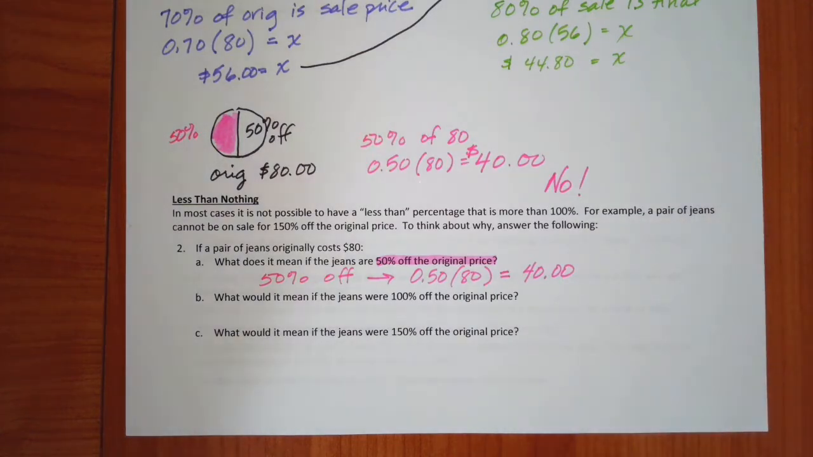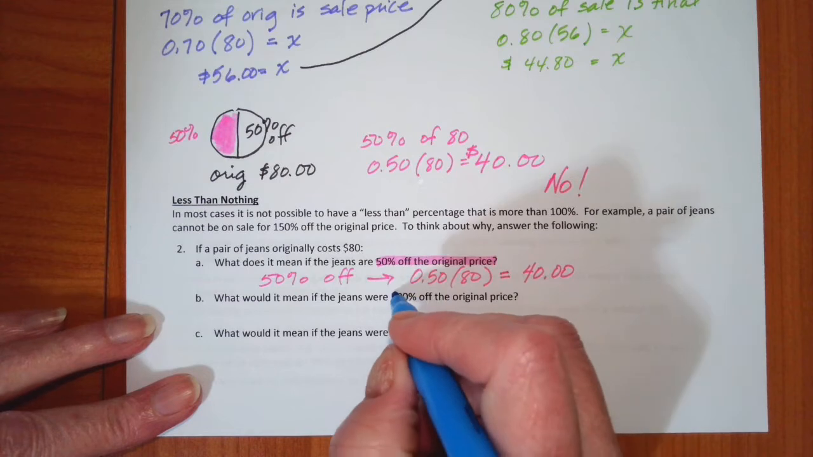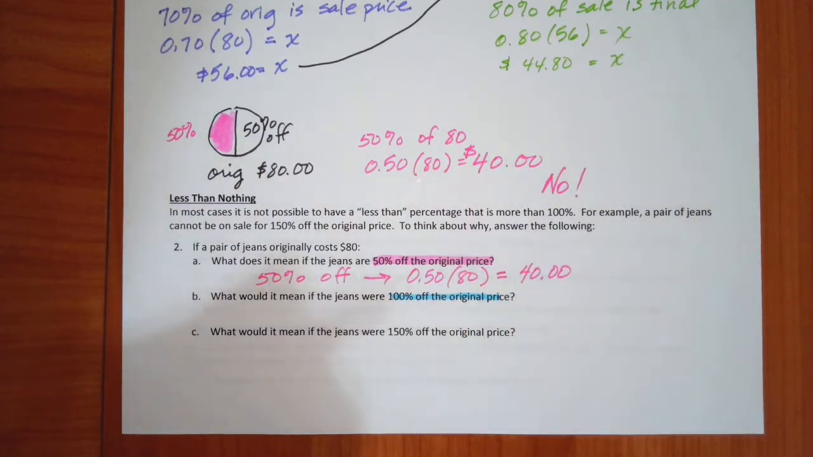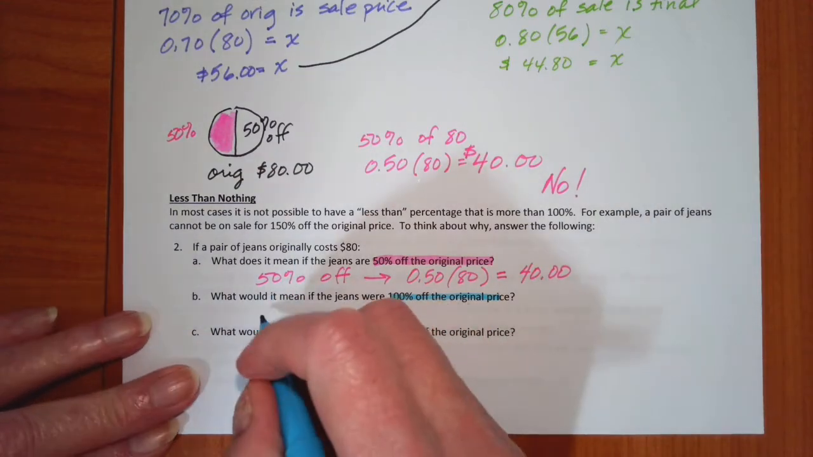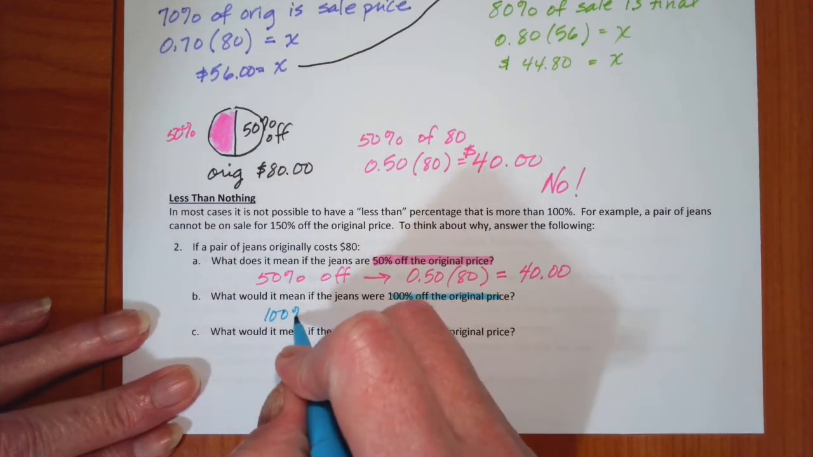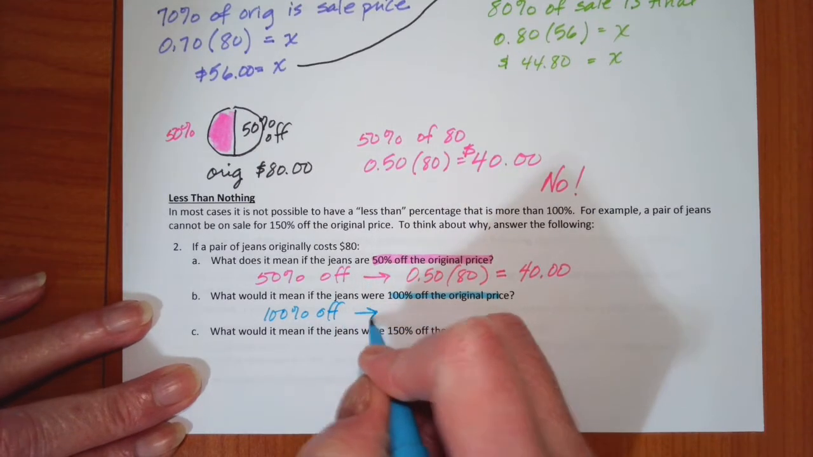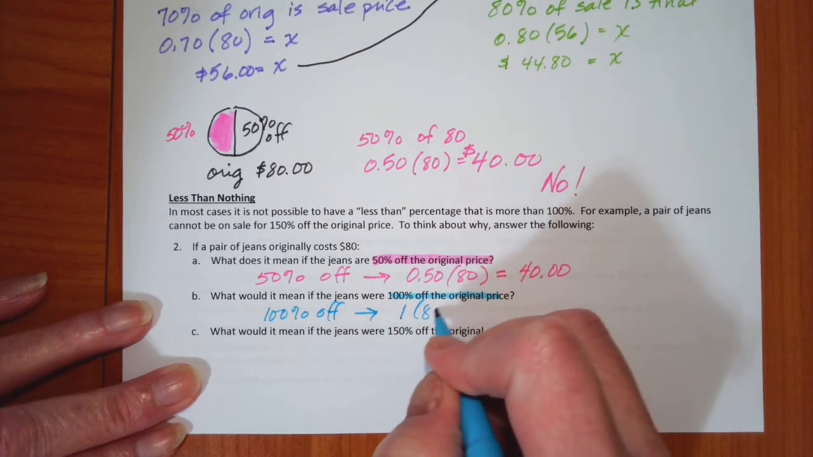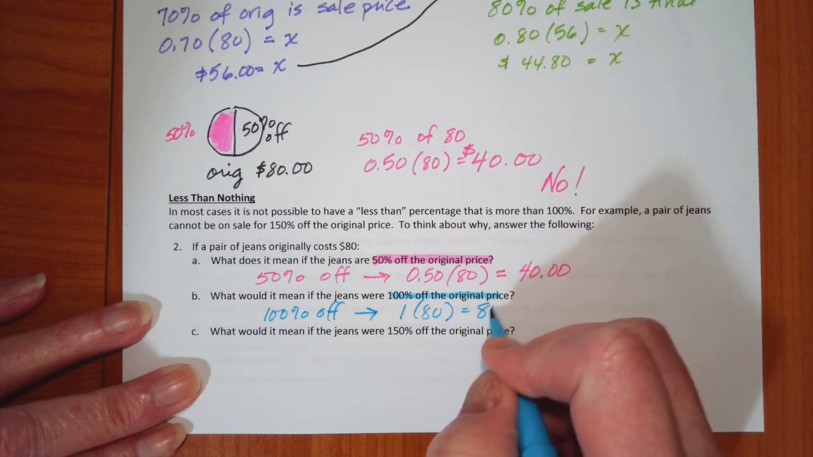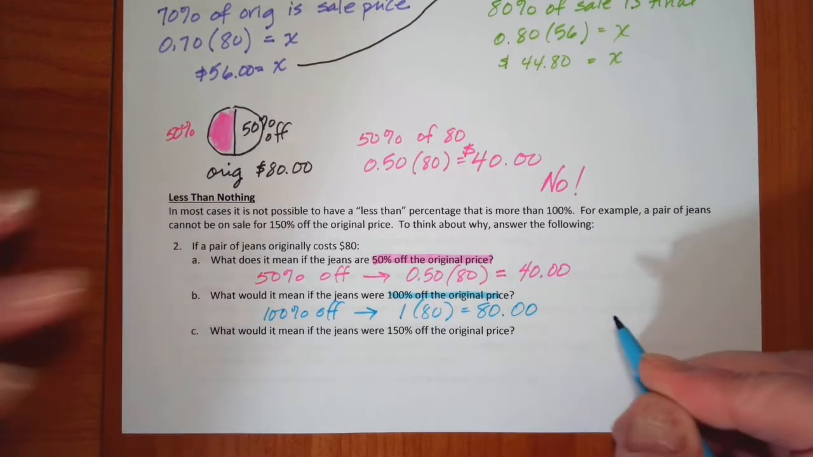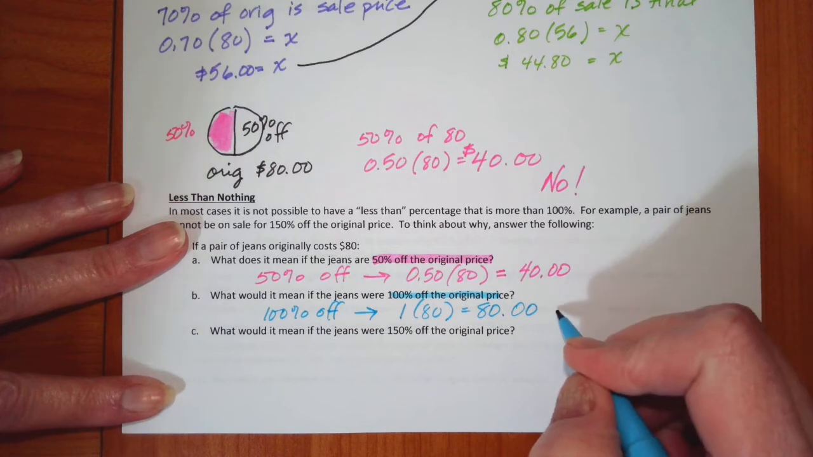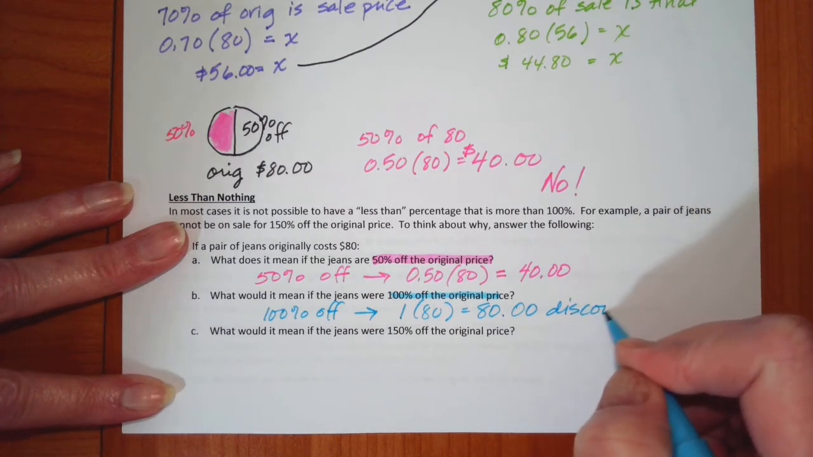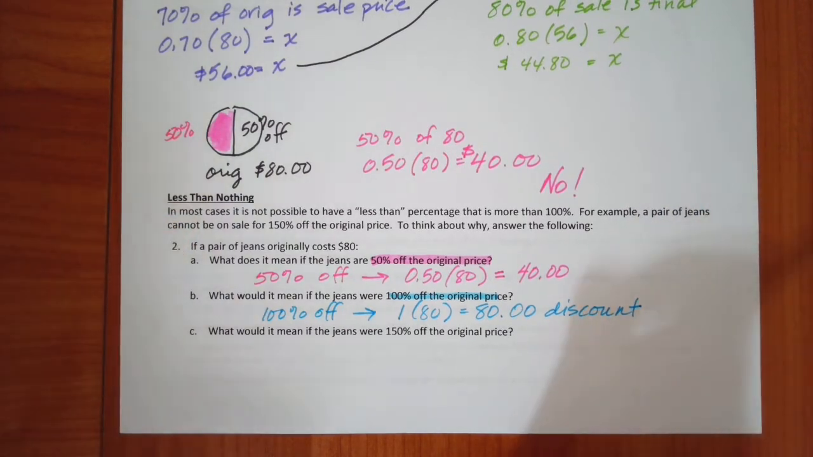If the jeans are 100% off the original, then 100% off becomes 1 times 80, which is 80. So the discount would be all of it. You would pay 0.